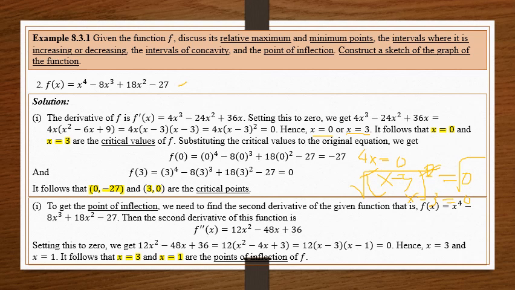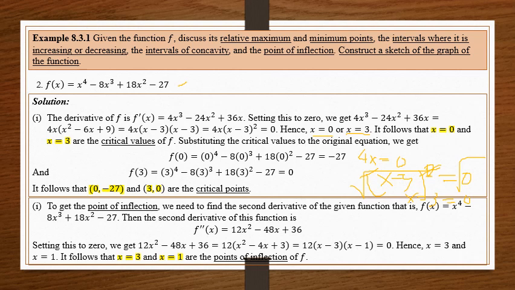And then, the second step is to get the point of inflection. So, take note, sa first derivative, nakukuha niyo doon yung critical values at critical points. Sa second derivative naman, nakukuha niyo yung point of inflection. To get the point of inflection, we need to find the second derivative of the given function, ito yung function natin. Then to get the second derivative, just simply use the first derivative. I-derive niyo lang yung nakuha ninyo na first derivative.